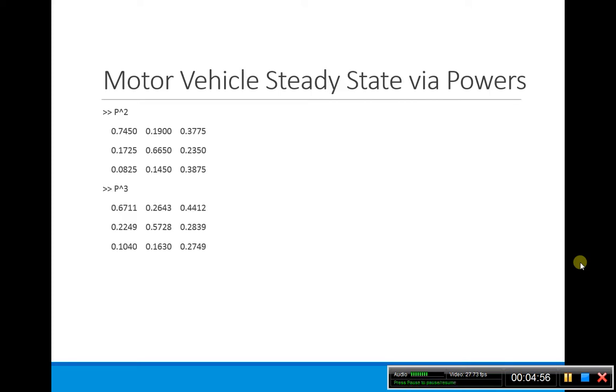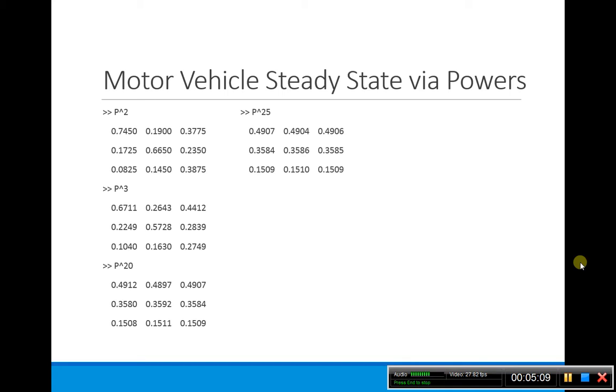Okay, so how do we find the steady state? Let's look at the steady state using powers. Here, if I take my P matrix, plug it into MATLAB, and do P squared, this is what I get. Notice that my columns do not look anywhere close to being alike. P cubed, still not. P to the 20th, they're getting closer to each other, so you can start to guess what the steady state might be, but they still aren't identical.